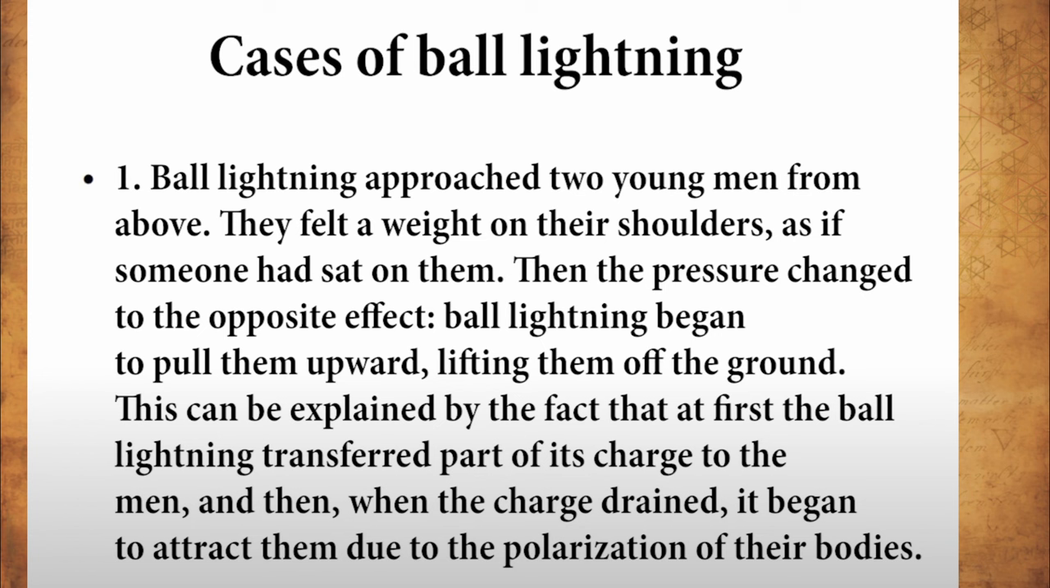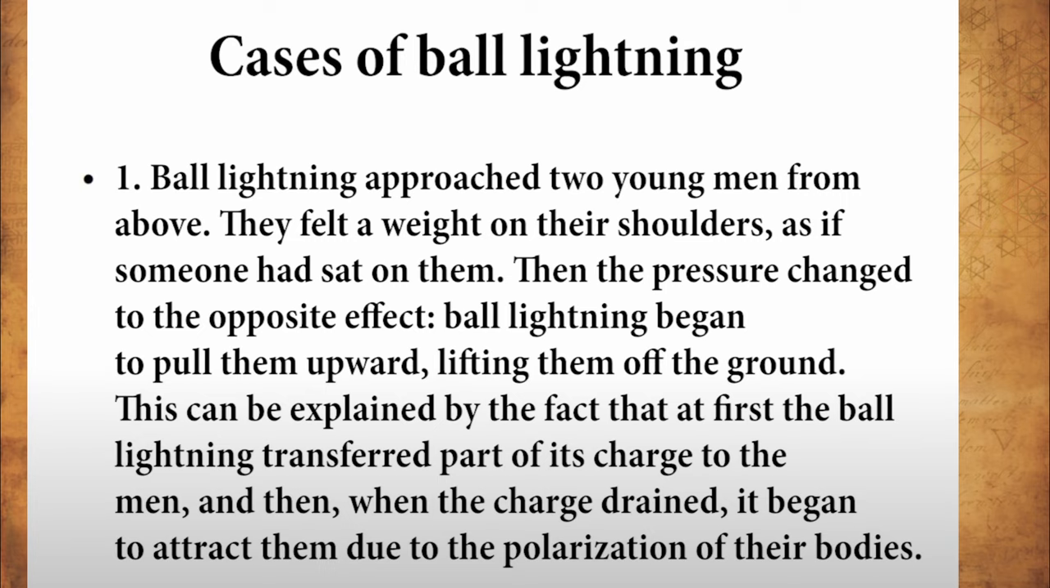And this can be explained by the fact that at first the ball lightning transferred part of its charge to the men, and then when the charge drained, it began to attract them due to the polarization of their bodies. And Anatoly notes here that the men felt the pressure when the ball lightning was around 5 meters or less away from them.